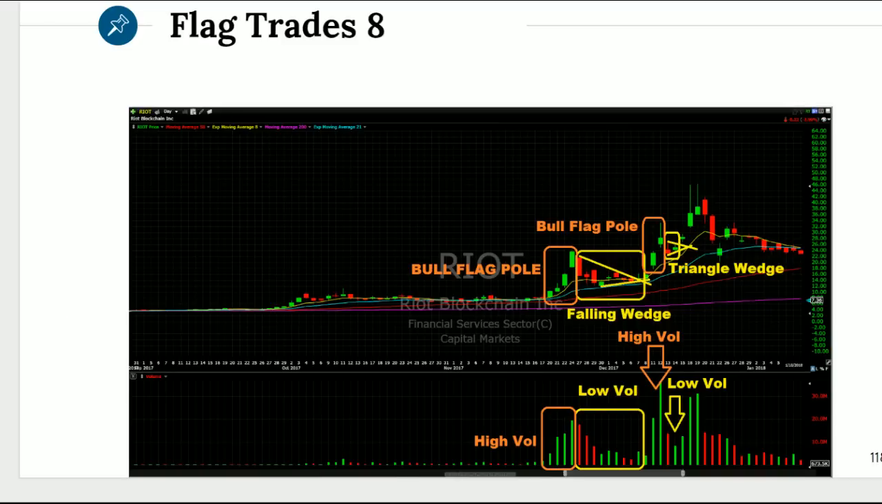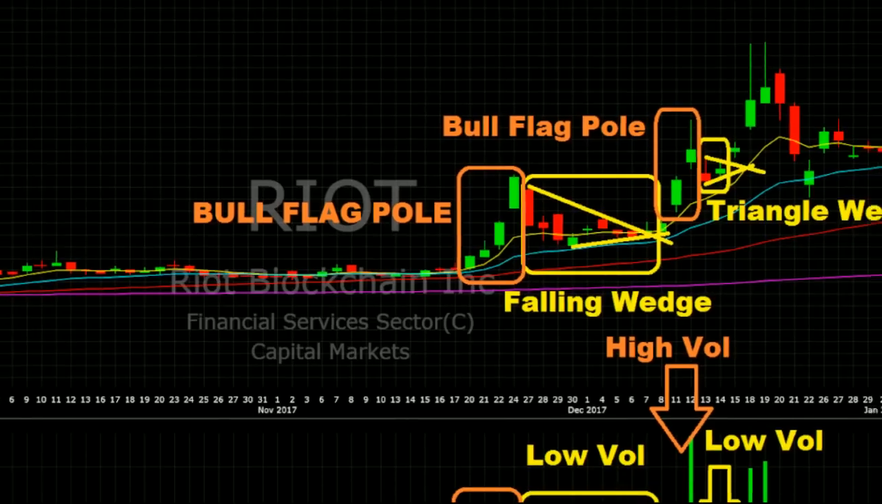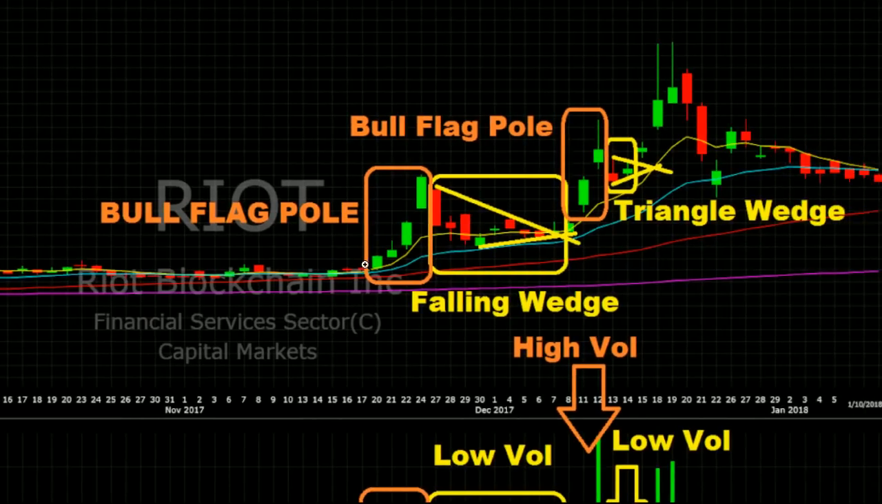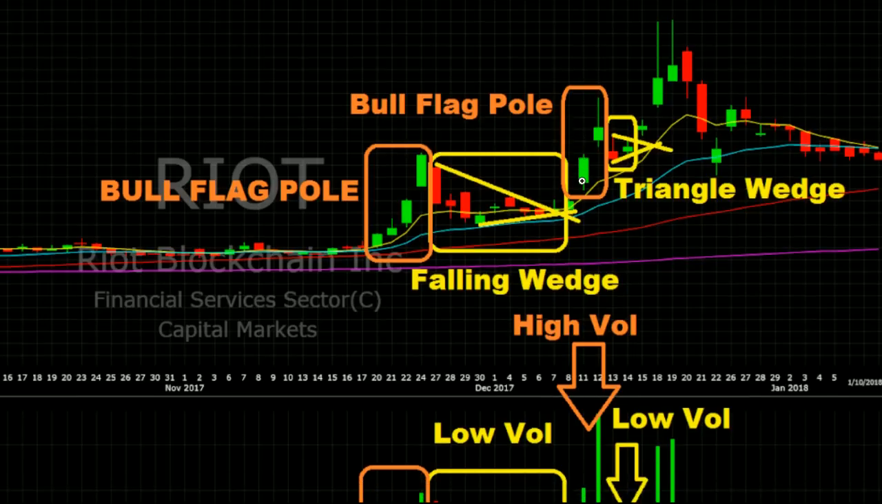So here's a bull flagpole. Here's one that we caught in Riot. And you see when crypto was hot, you had the bull flagpole here, it digested in a falling wedge, and then Riot exploded on a bull flag continuation pattern right here. Put in another bull flagpole.